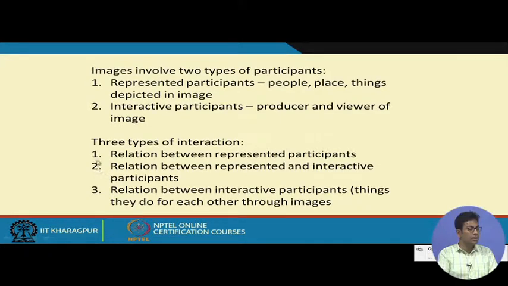So, there are three kinds of interactions which are possible. We will look into all of the three. So, based on these participants, there is a relation between the represented participants, there is a relation between the represented and the interactive participants, and there is a relation between the interactive participants. So, things they do for each other through images. Very, very important aspect of visual communication and visual semiotics, which we are touching upon.